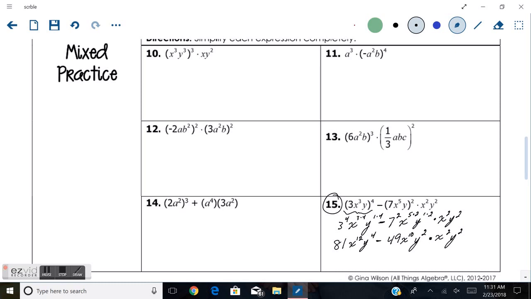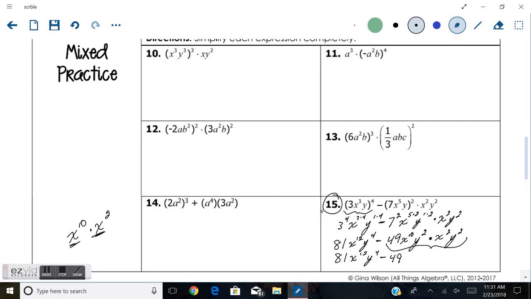Next in order of operations, multiplication or division left to right. So the only multiplication I can actually do is right there. So I'm going to have 81x to the 12th, y to the 4th, minus 49. Now I'm doing x to the 10th times x to the 2nd.